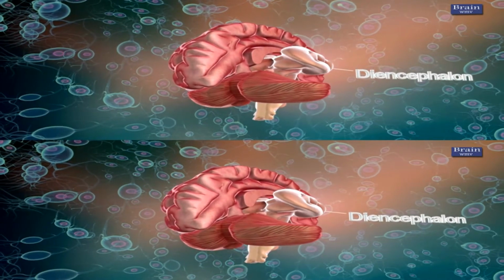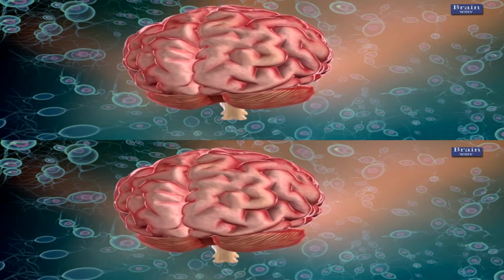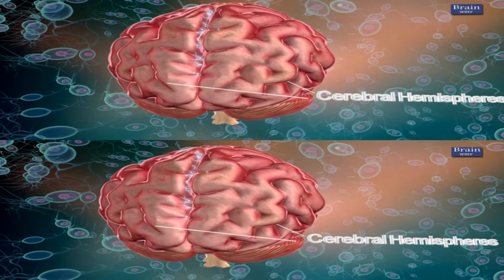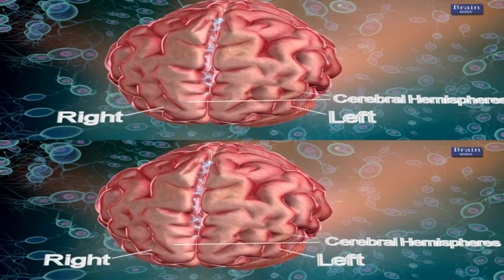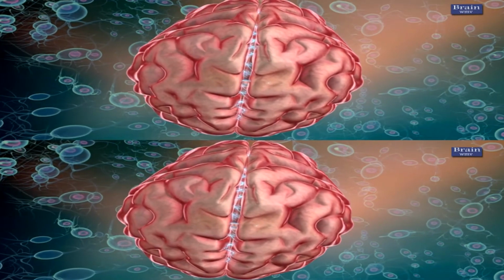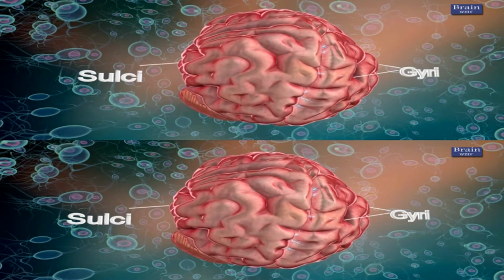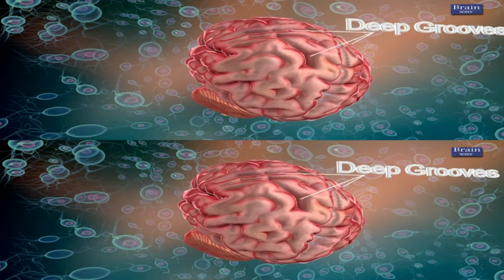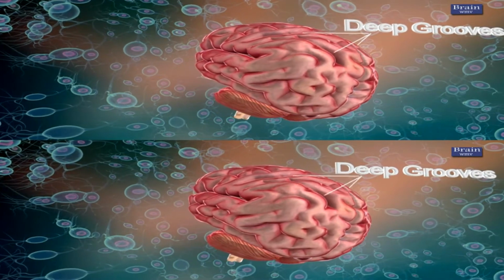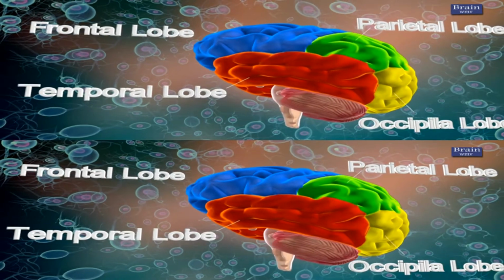A deep groove in the middle of the cerebrum divides it into two equal halves. Each part is called a cerebral hemisphere. The right and left cerebral hemispheres are connected by a bundle of axons. There are several ridges called gyri and grooves called sulci on the surface of the brain. Three very deep grooves present across each cerebral hemisphere divide it into frontal, parietal, temporal, and occipital lobes.